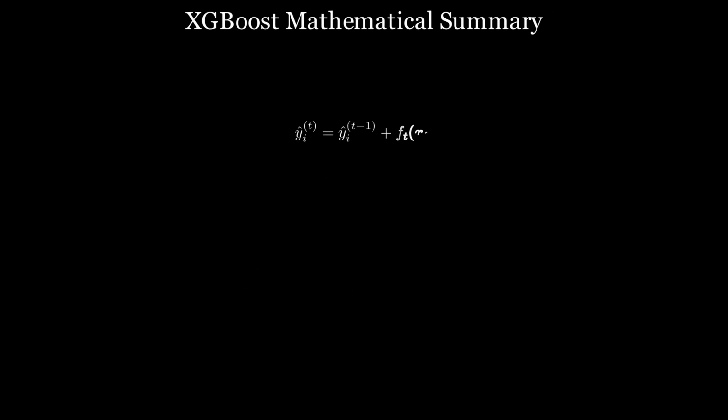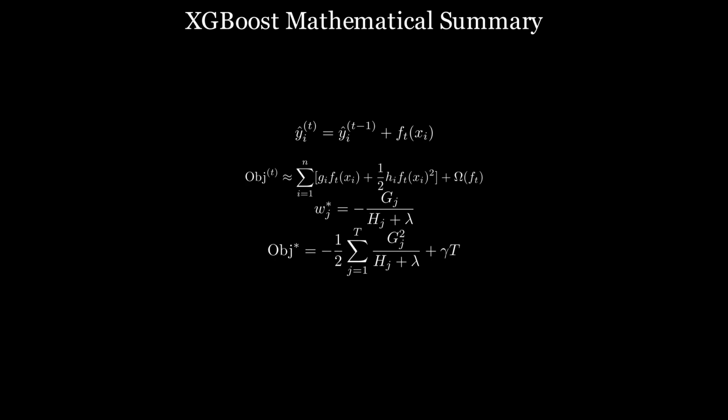Let's recap the key formulas we derived. We started with an additive model where we add one tree at each step. We use the Taylor approximation to simplify the objective function, which depends on the gradient gi and Hessian hi. For a fixed tree structure, this allowed us to find the optimal weight for each leaf, wj star. Plugging this back in gave us a quality score for any tree structure. And finally, we used this score to derive the gain for evaluating potential splits, which is the engine of tree construction in XGBoost.